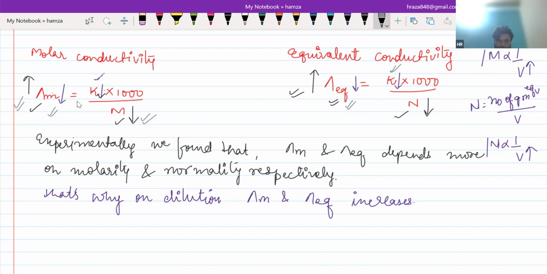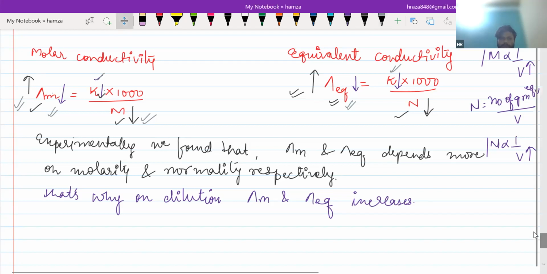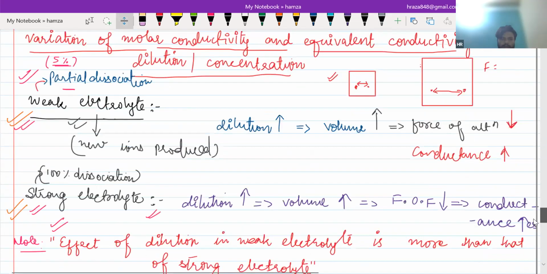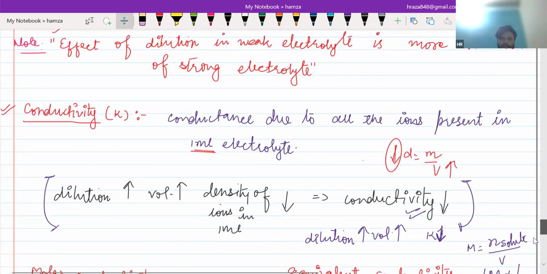Sneha, Hamza. So everyone done with this? You have written it in the last class, I think. Wait a minute, where were we? Did we plot any graph? Okay, no. Okay, variation of molar conductivity and equivalent conductivity.